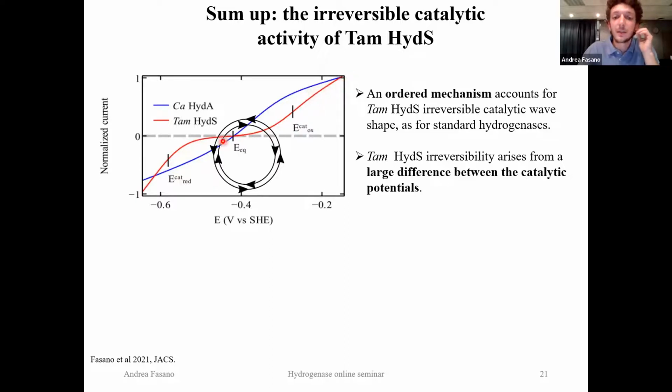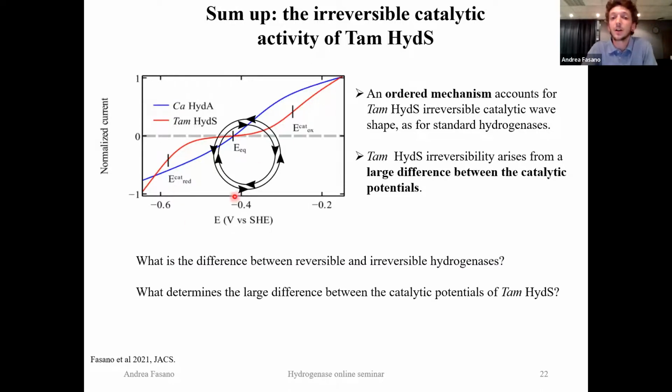And the irreversibility of the enzyme is actually coming from this large difference between the two catalytic potentials. Now, this first part we could have published before, and what I want to show in the second part of this talk is some ongoing work that we are doing to try to understand where the irreversibility comes from, or in other words, why this enzyme has this large difference between these two catalytic potentials.